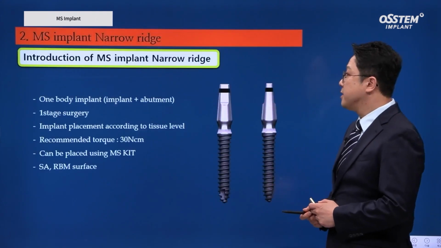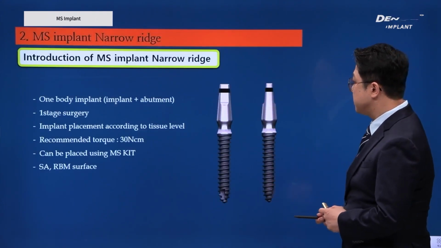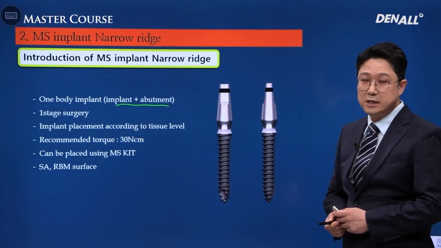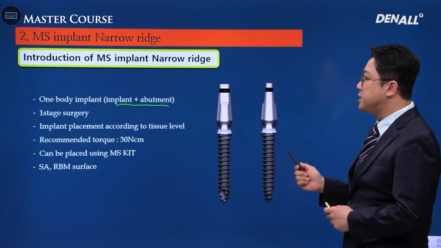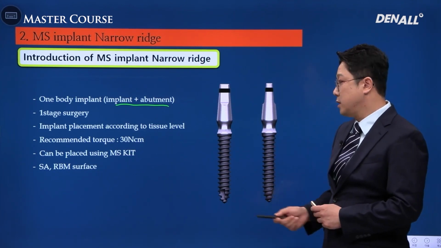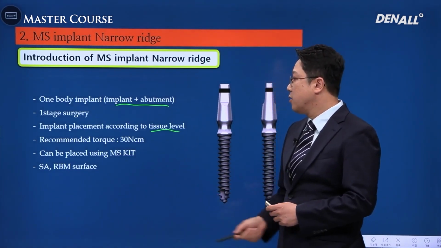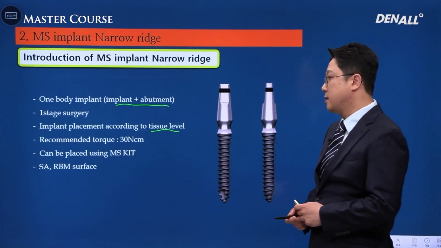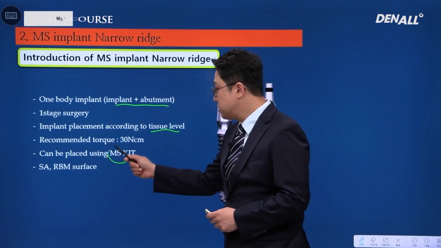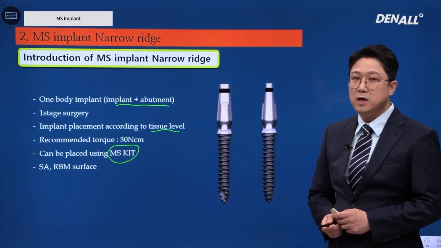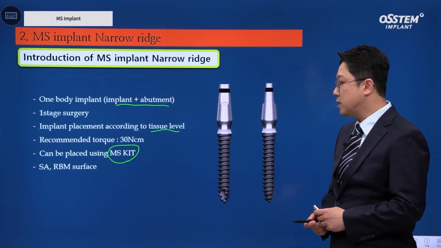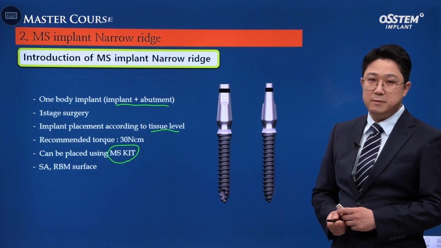As mentioned, the implant is one-piece implant, and surgery is done in one-stage manner. Implant is placed tissue level. The recommended placement torque is over 30 Newton centimeters. You need to use MS kit, which is a specialized surgical kit for placing MS implants. The surface can be divided into SA and RBM.